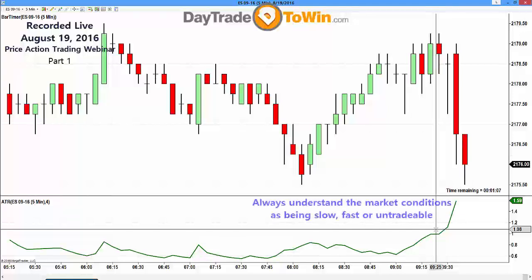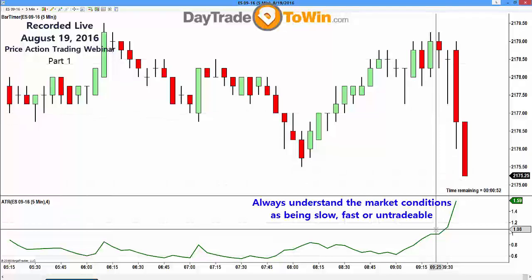So definitely understand where the market is at, and if it's slow, you have to approach it differently. If it's faster, you have to also think of it as higher risk and approach it differently. So when I look at the market, please add something that at least tells you where we are at.